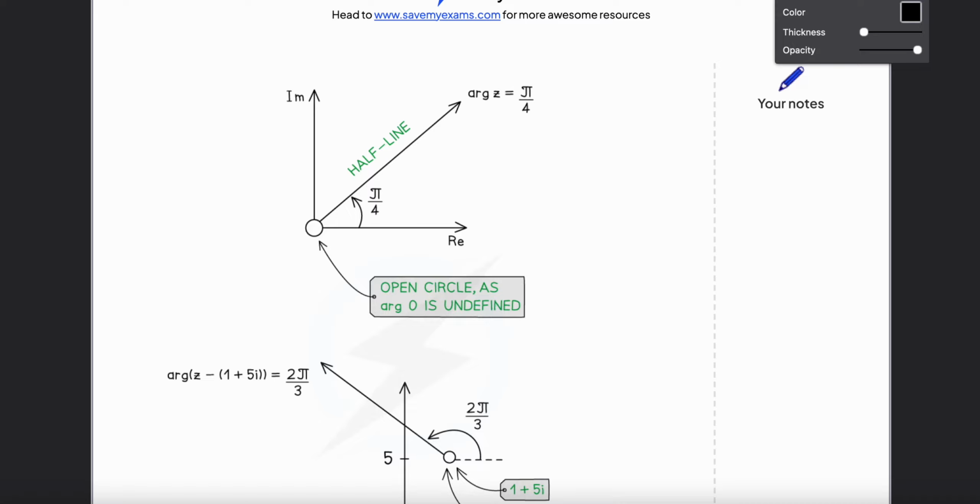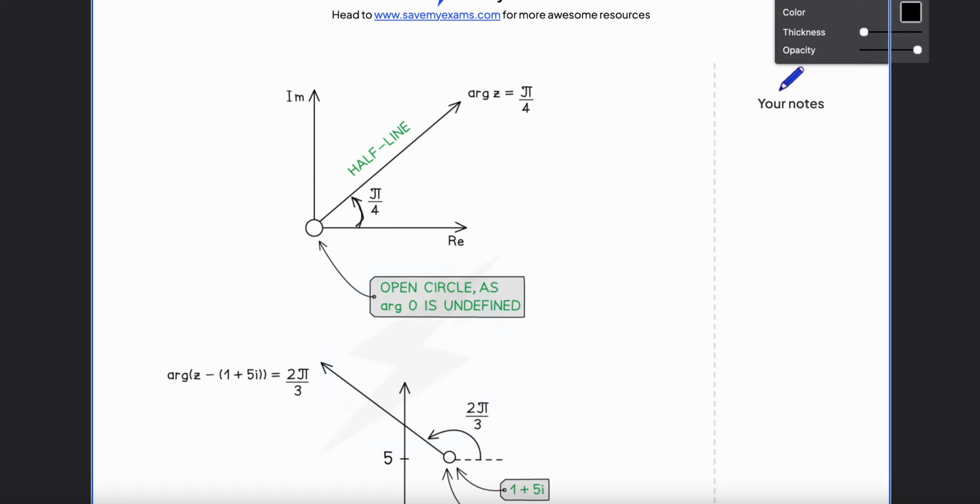So we are going to have an open circle here, and then we measure our pi over 4. This is our pi over 4, and we're going anti-clockwise. And this is the half line. So the space between the positive real axis and the half line is pi over 4. And so this line is representing the argument of z equal to pi over 4. And there we are done.